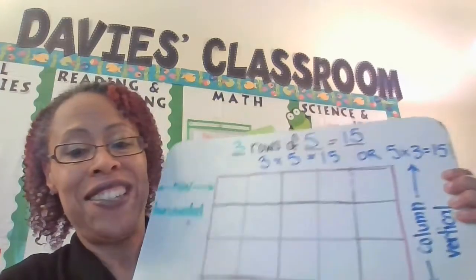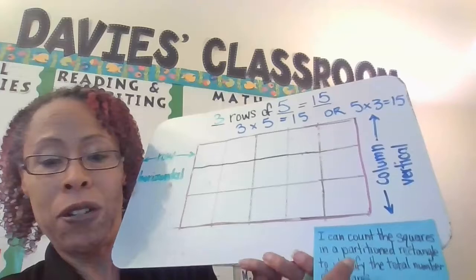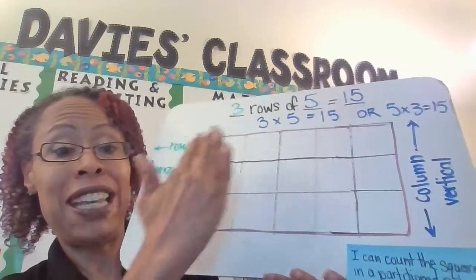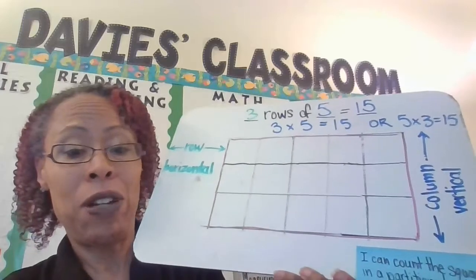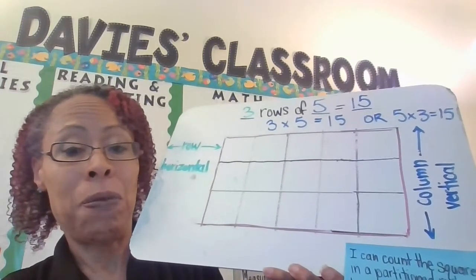All right, so looking forward to seeing you counting the squares in a partitioned rectangle to identify the total number of squares using an efficient way of counting them, skip counting within the rows or columns.